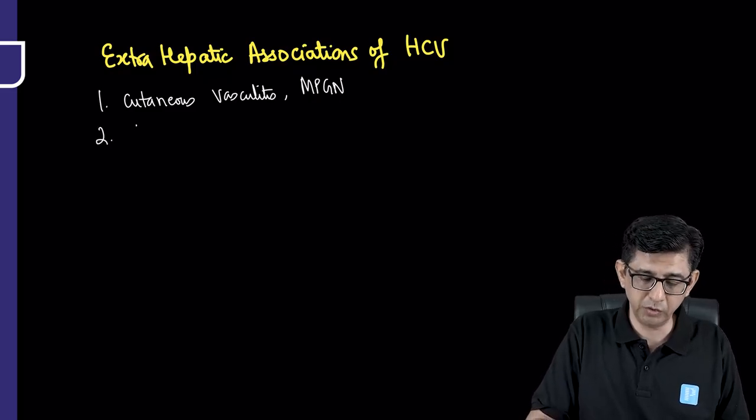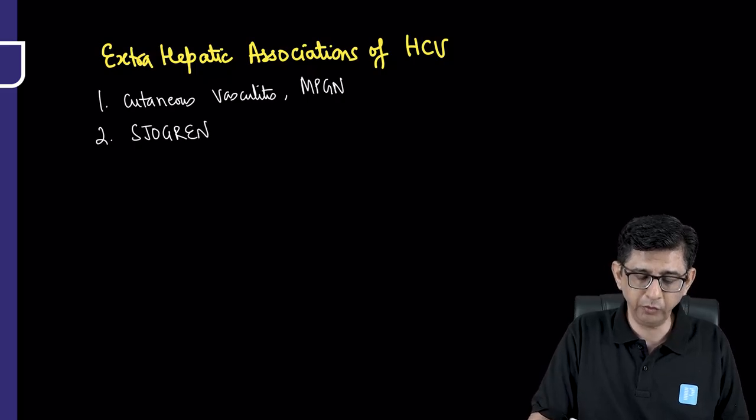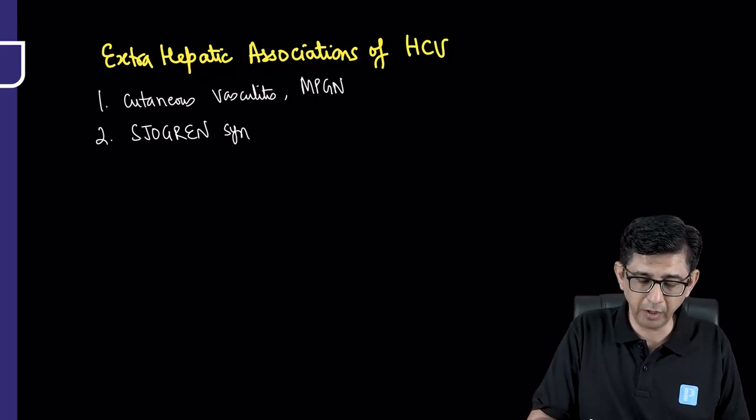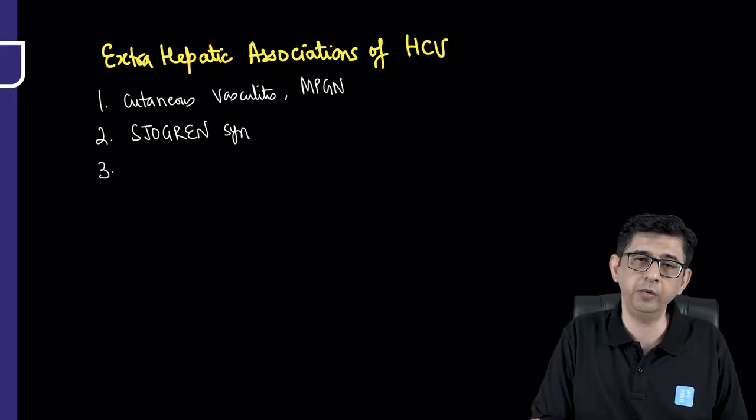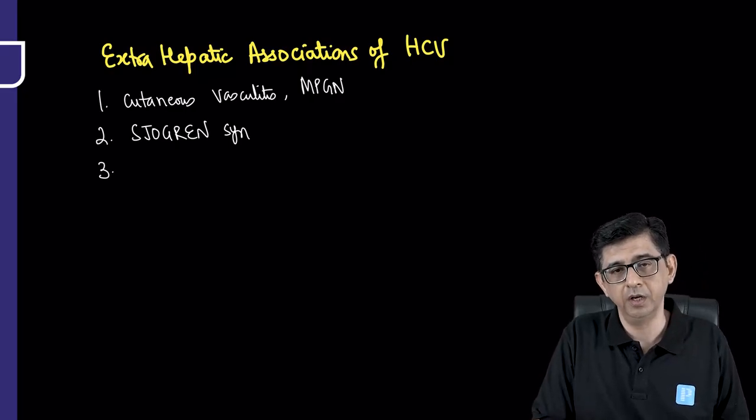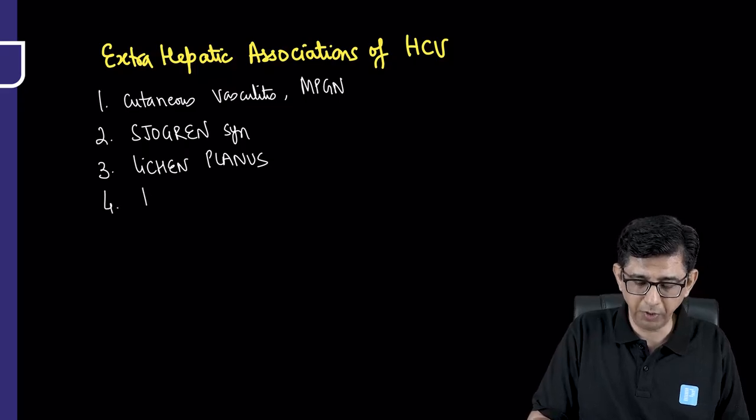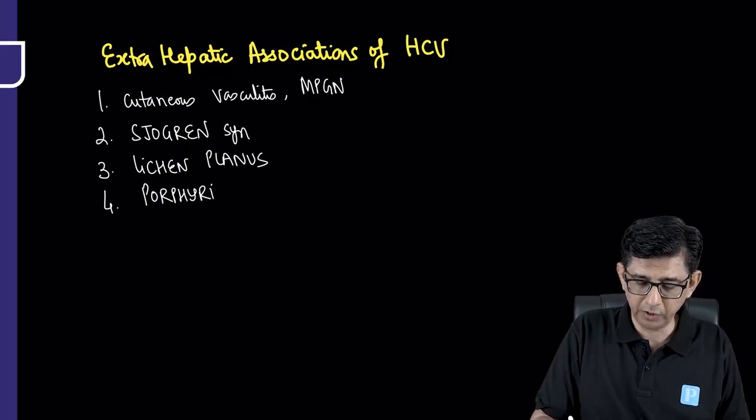Then the next association to be remembered is association with autoimmune disorder, that is Sjogren syndrome, where we read about dry eyes, dry mouth, and dry vagina. It's an autoimmune disorder mainly affecting the exocrine glands in the body. Points number 3 and 4 are to be given due importance in this one. One is association with lichen planus, and the second is with one of the commonest varieties of porphyria, that's called Porphyria cutanea tarda.